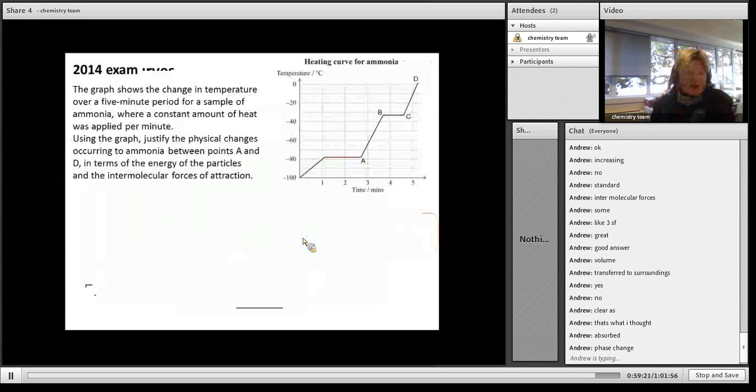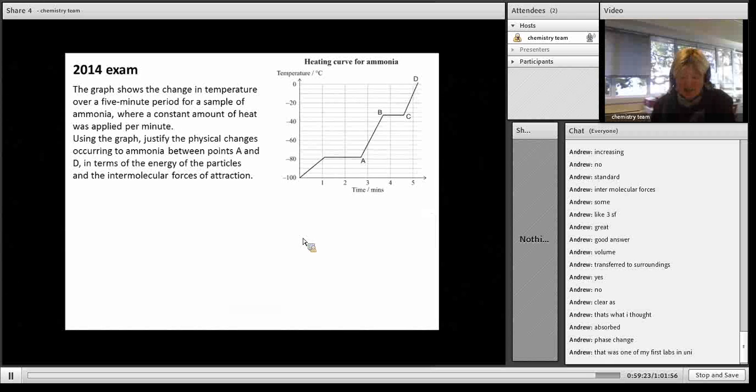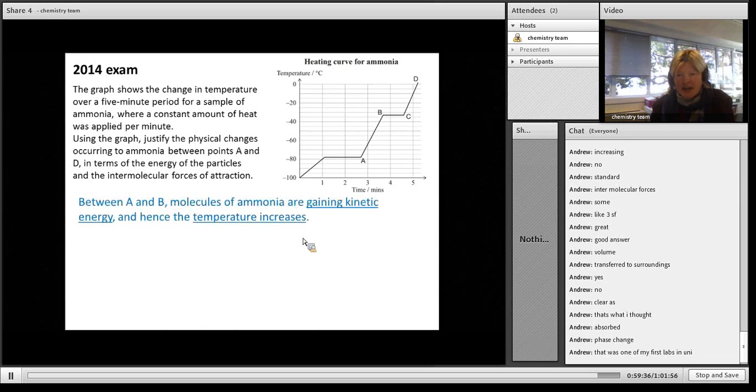And finally, finishing off with last year's exam in the last minute. So this is what came up last year. It was one of your first labs. Okay, right. This is fun. Basically, what we have to explain is this difference between A to B, B to C, C to D.